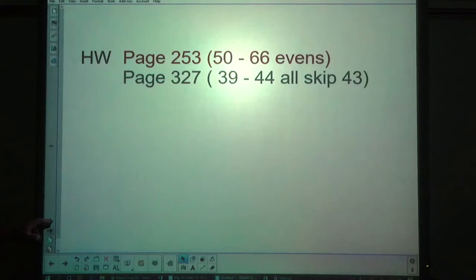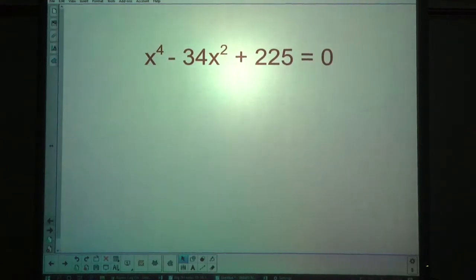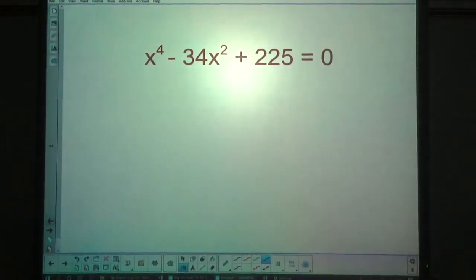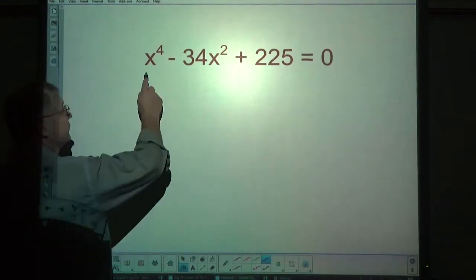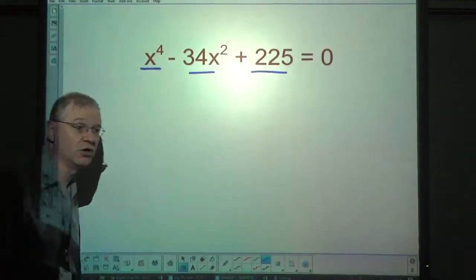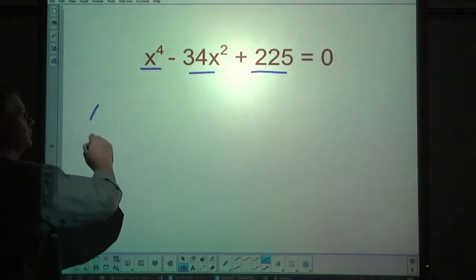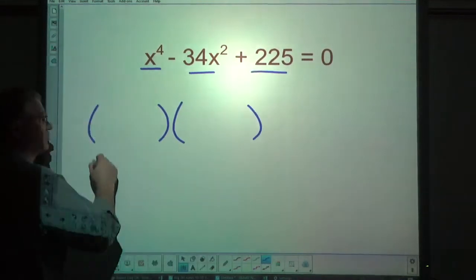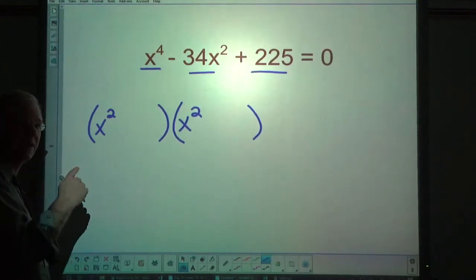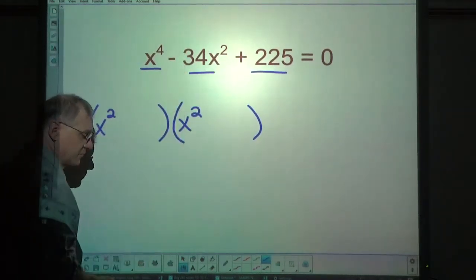Here's our last problem before we go on to what will be your homework tonight, which is in Google Classroom. This is very different from what we've seen before, and you haven't seen how to factor one like this. Let me demonstrate. When the first term is x to the fourth, the middle term has x squared, and the last term has no variable, this would be factored in this fashion: x squared, just like we did x and x when this was x squared and x to the first.